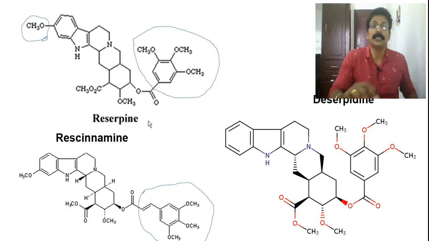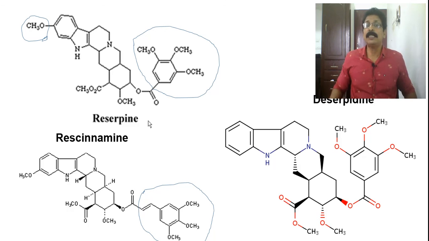a trimethoxybenzene group is attached. Here also the trimethoxybenzene group is attached, but the only thing is you have one more CH double bond CH group attached, an alkene group in between these two substituents. Observe that, and that is why it comes to cinnamic acid. It is a cinnamic acid derivative.